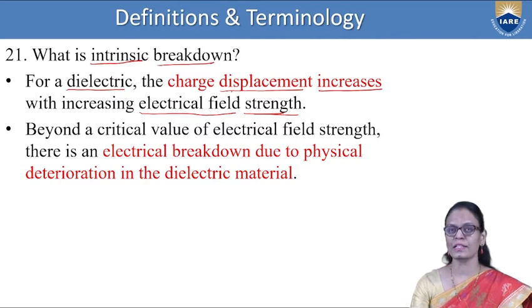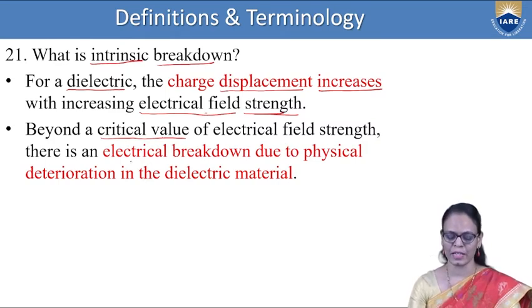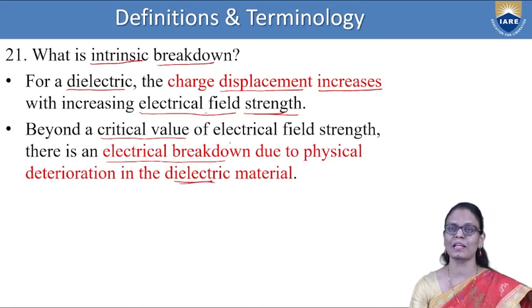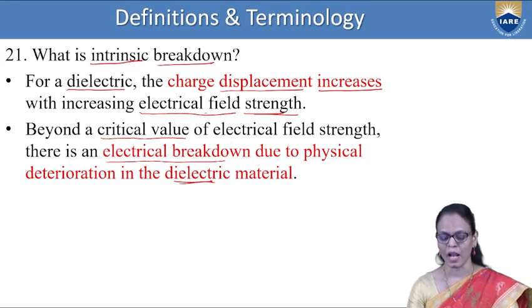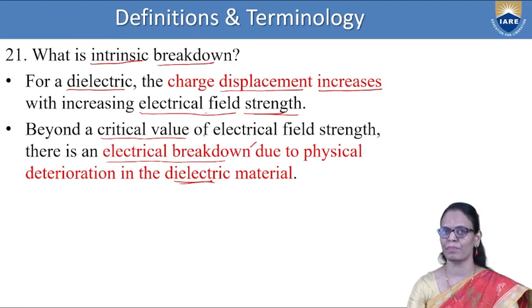Okay. So, with the increase in electric field strength, the charge displacement also increases, and beyond a critical value of the electric field strength, there is an electric breakdown. Why is there an electric breakdown? Due to the physical deterioration of the dielectric material. Because of the displacement of the charges, there may be a physical deterioration in that dielectric material. And because of that deterioration, there may be an electric breakdown, which we call intrinsic breakdown.